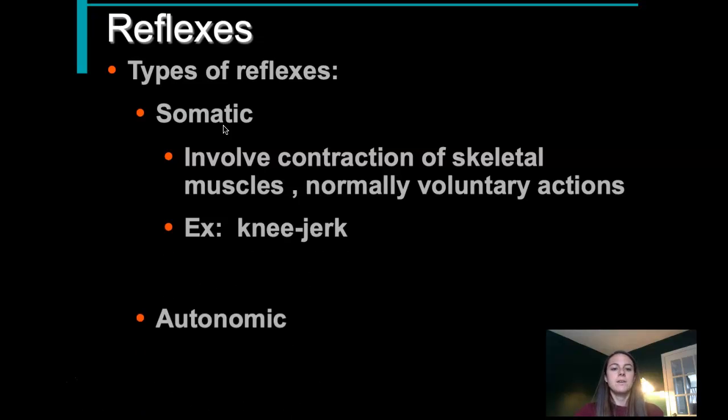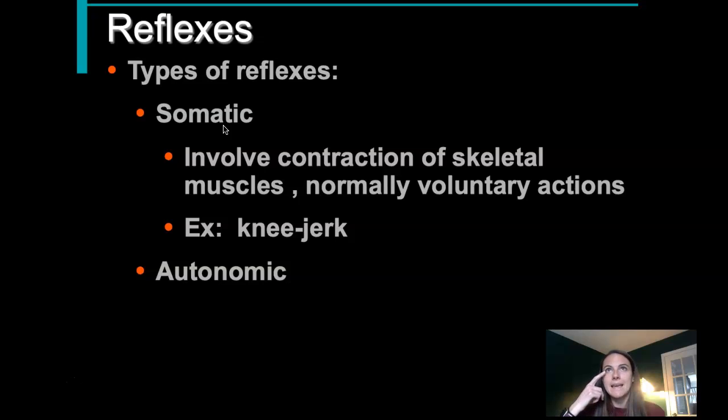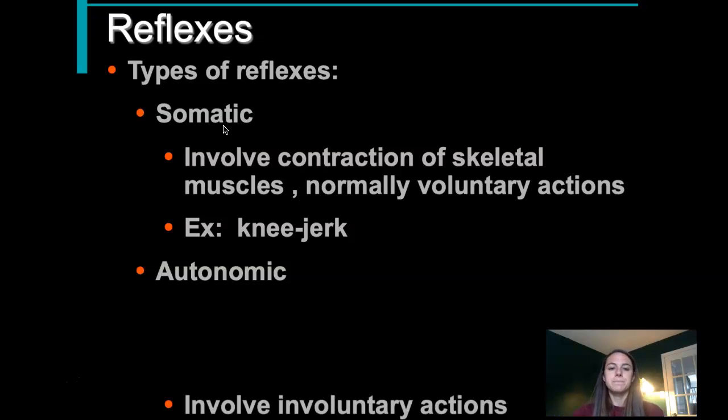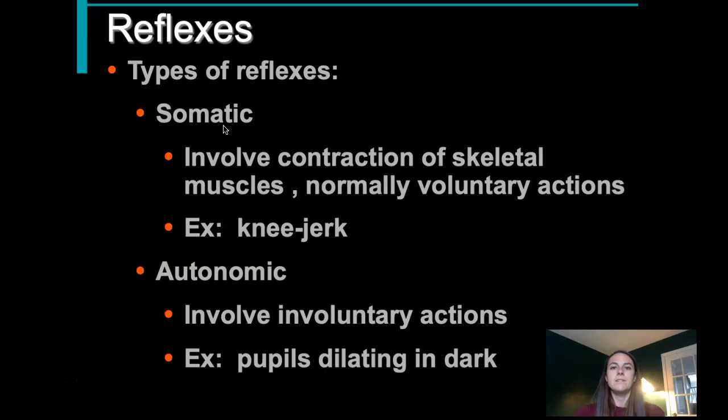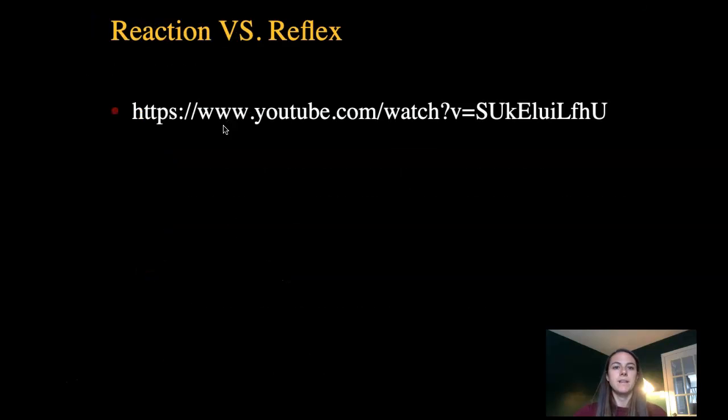An autonomic reflex would be like the pupils dilating. I can't decide that I want to make my pupils dilate. It's just something that happens. It's always involuntary. So that is an example. Pupils dilated in the dark is an example of an autonomic reflex. And I posted a video on reaction versus reflex. Might be helpful to watch before you do your lab.